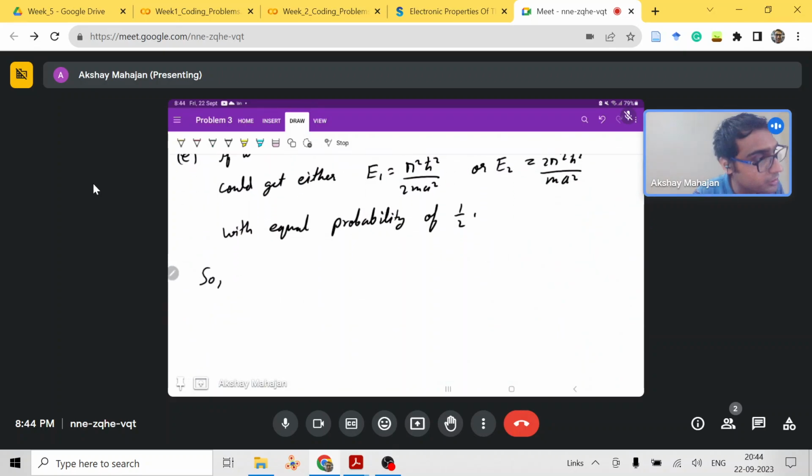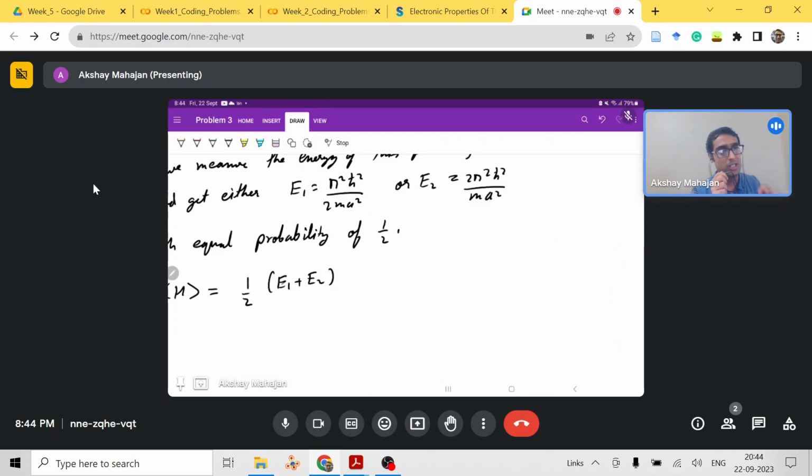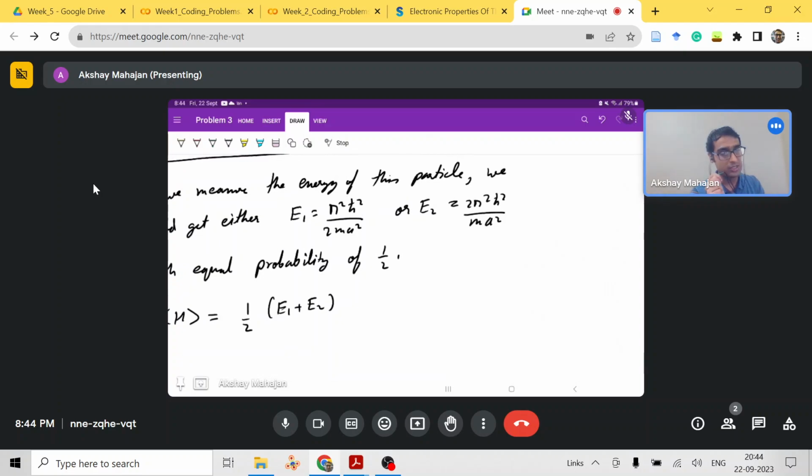And then we have to find the expectation value of this Hamiltonian. The expectation value of the Hamiltonian will also be just the average of these energy values E1 and E2. So for this you don't have to calculate the expectation value of H cap exactly or do the integration or anything. You just take the probability of each one of them. The probability of energy E1 is half, and energy E2 we can get with the same probability half, so it is basically half of E1 plus E2.